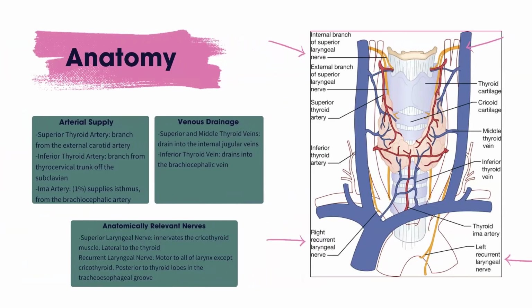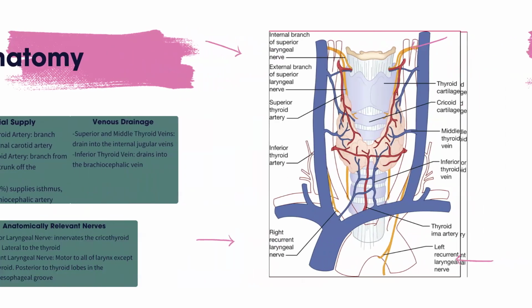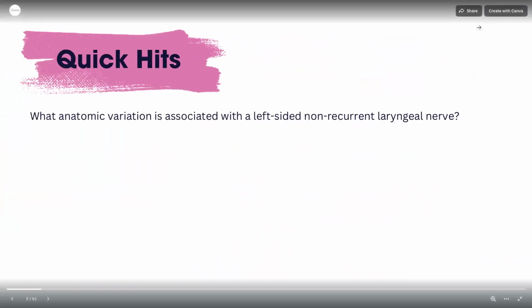It runs lateral to the thyroid. The recurrent laryngeal, on the left side, it loops around the aorta. On the right side, around the brachiocephalic. Gives motor innervation to all of the larynx except for the cricothyroid, obviously. And it runs posterior in the tracheoesophageal groove. Okay, let's do some quick hits.